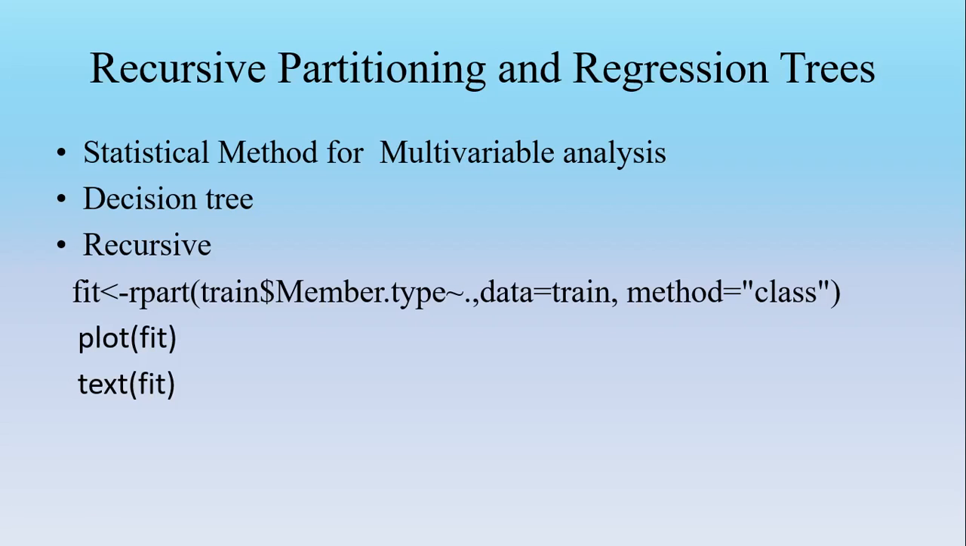Now we have plot(fit). After completion of this we get the plot of the fit. Here it plots the decision tree, so it gives the output of this decision tree. Then next is text(fit), which labels the decision tree plot. So it gives the labeling for the decision tree.